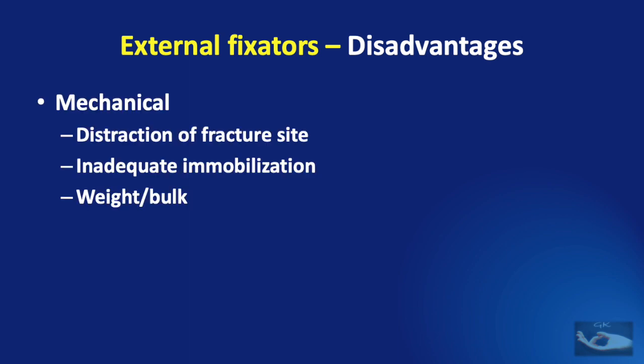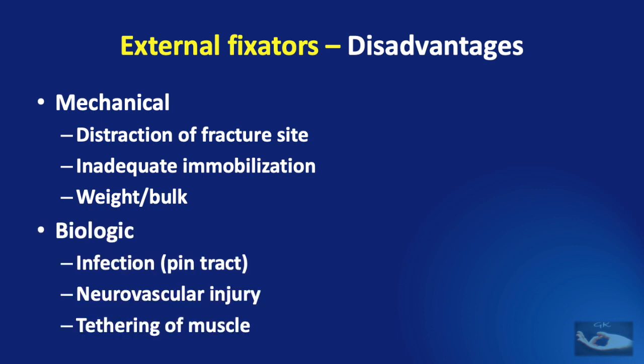The disadvantages of external fixators are the complications that can occur, which could be either mechanical, like destruction of the fracture site, inadequate immobilization, and the weight or the bulk of the fixator as such, or biological problems like pin tract infection, neurovascular injury, or tethering of muscles.